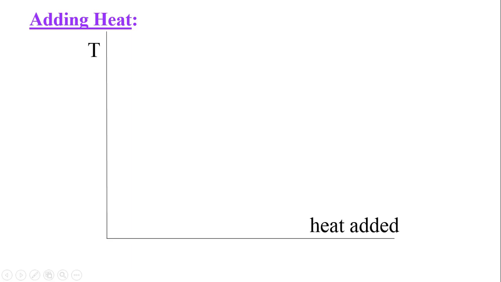Let's think about what happens to a solid material when you add heat. We'll make a plot of the temperature on the y-axis versus the amount of heat added on the x-axis. As heat is added to a solid, the temperature increases until the solid reaches its melting point.